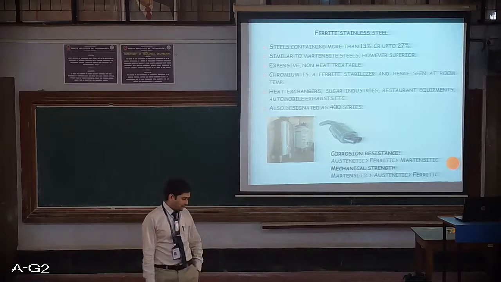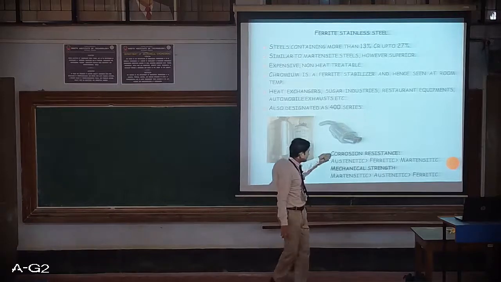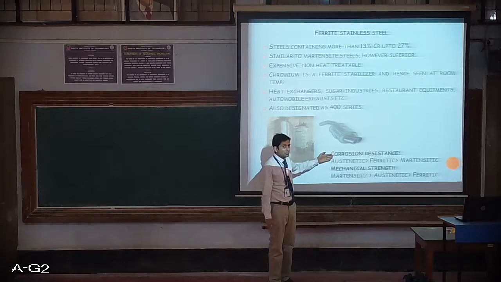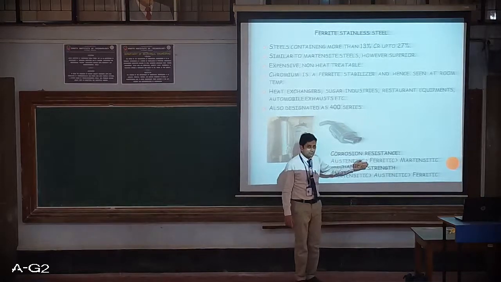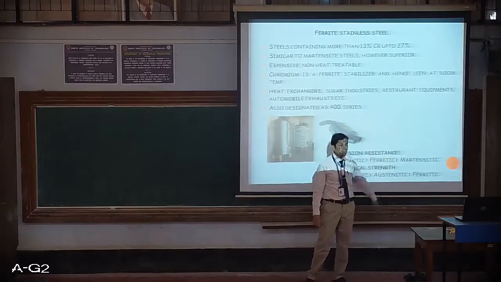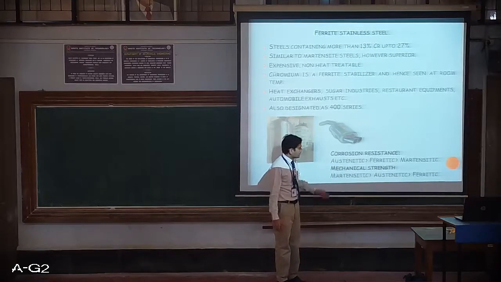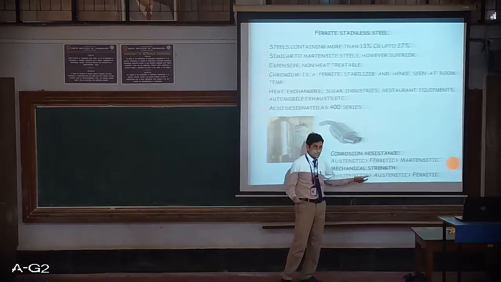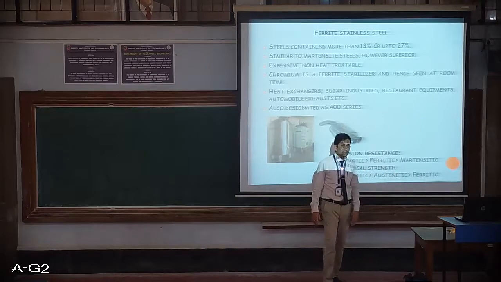Now comparing all the stainless steels, I have written about the corrosion resistance and the mechanical strength. If we see the corrosion resistance property, the highest would be shown by austenitic stainless steel. Next would be the ferritic, and third would be the Martensitic stainless steel. And if you check strength-wise, the highest strength would be shown by the Martensitic stainless steel. The reason is it shows martensite phase, which is basically very hard and strong. The second would be austenite, and the third will be the ferritic phase.